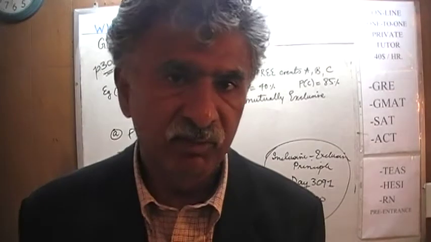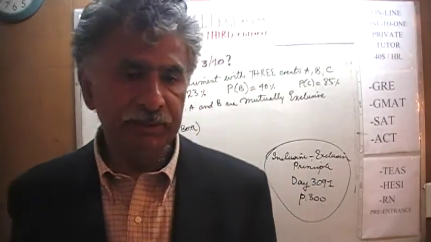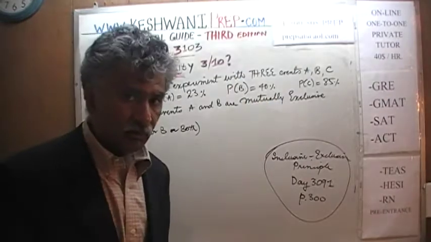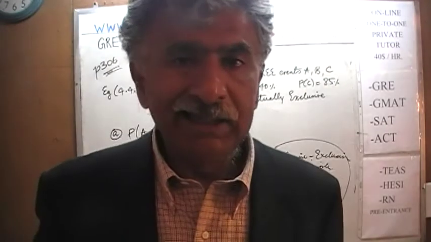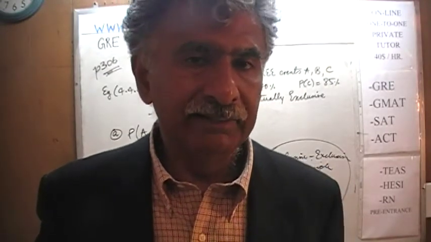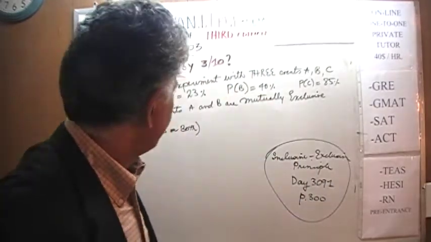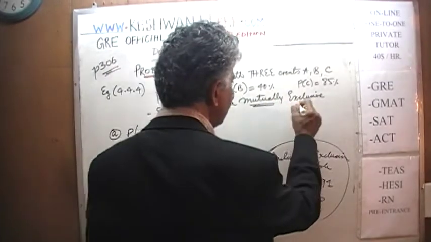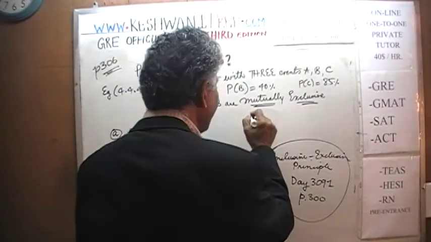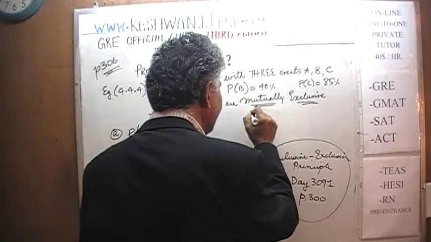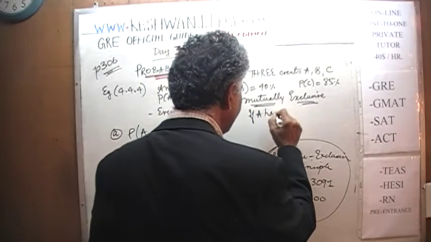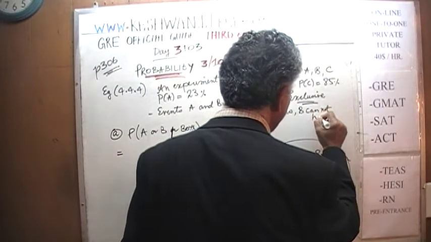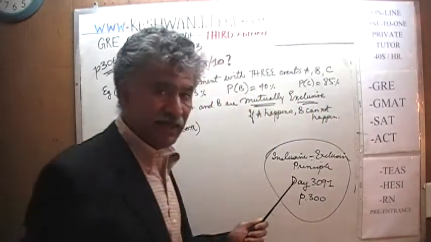The inclusion-exclusion principle, as we discussed before, is there simply to help us avoid double counting. And the double counting only comes into play when two events are likely to happen at the same time, simultaneously. Here we are told that A and B are mutually exclusive. If A and B are mutually exclusive, which simply means that if A happens, B cannot happen.